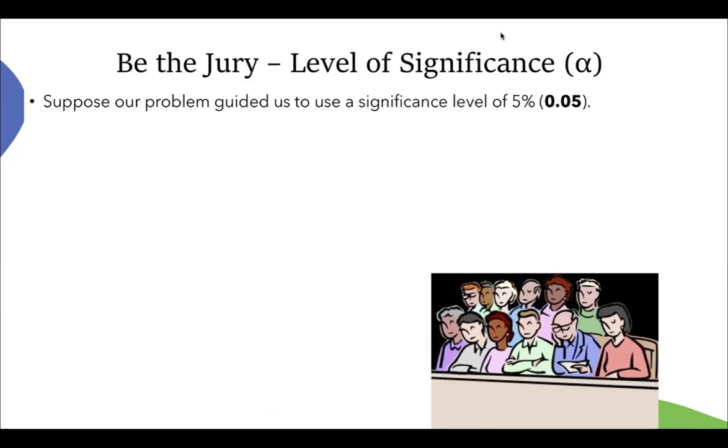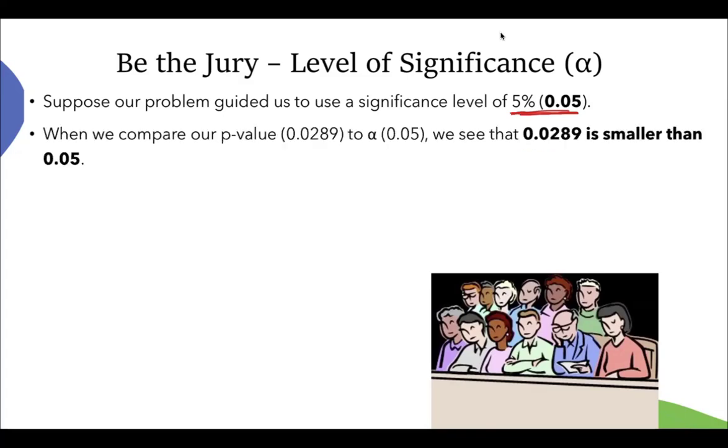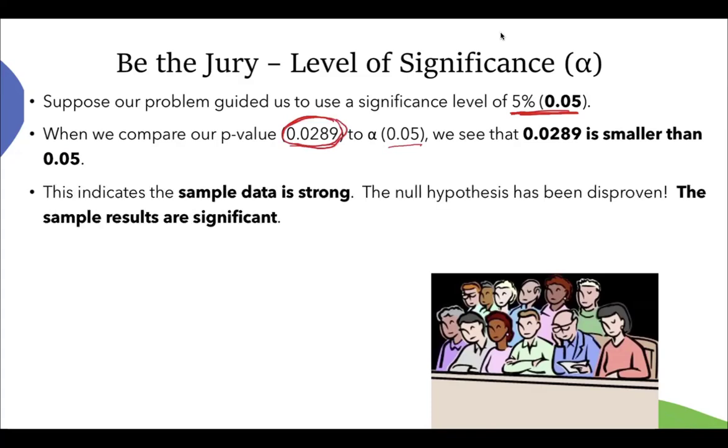But a problem could also provide a significance level of 5%. It will either be 1% or 5%. It can't be both. So if this problem happened to provide a significance level of 5%, we have a totally different situation. If we compare 0.0289 to 0.05, which is 5%, we see that our p-value is smaller than alpha. It is smaller than 0.05.